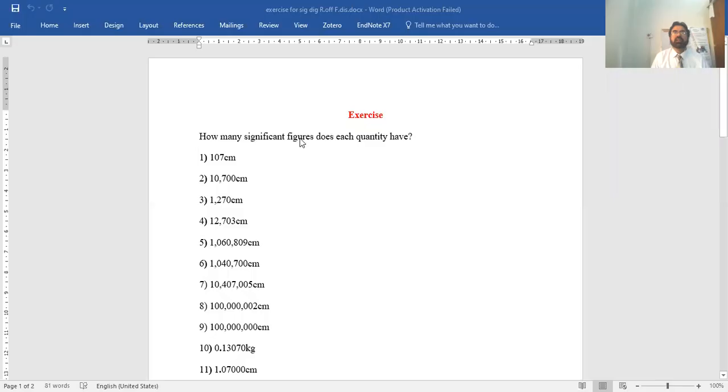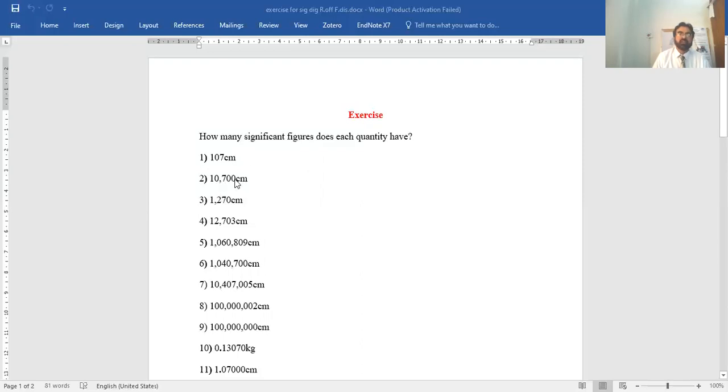How many significant figures does each quantity have? Significant figures mean significant digits. So the first one is 107. If you look at this quantity, there are 3 significant digits. The reason is this 0 is considered to be significant because it's a sandwich zero. It is between the two non-zero digits. So there are a total of 3 significant figures.